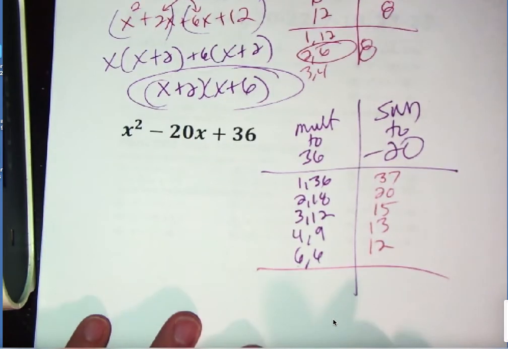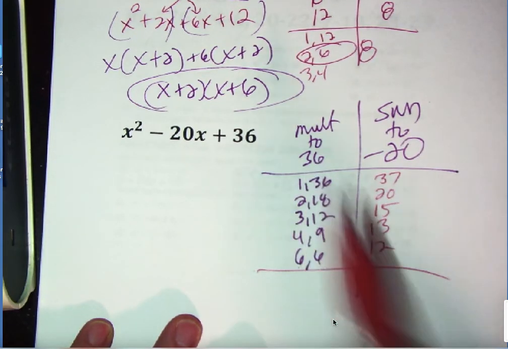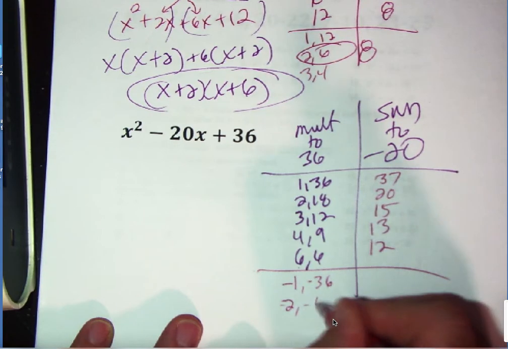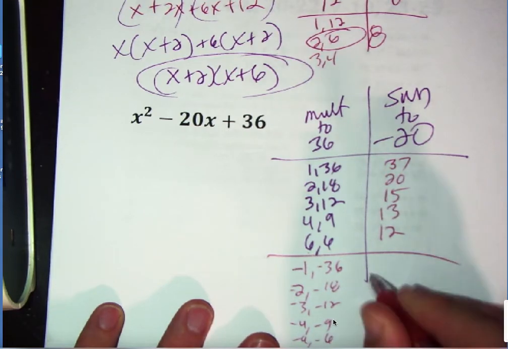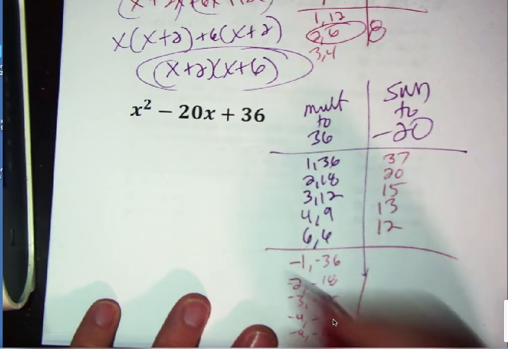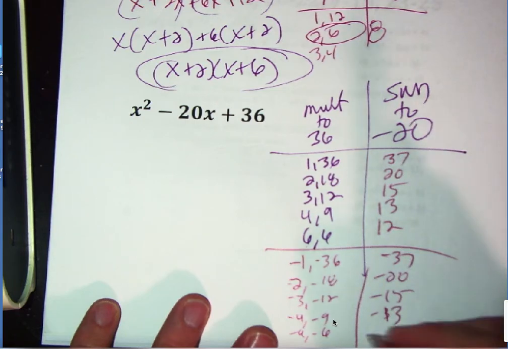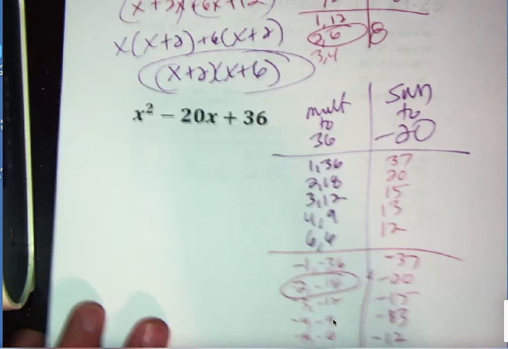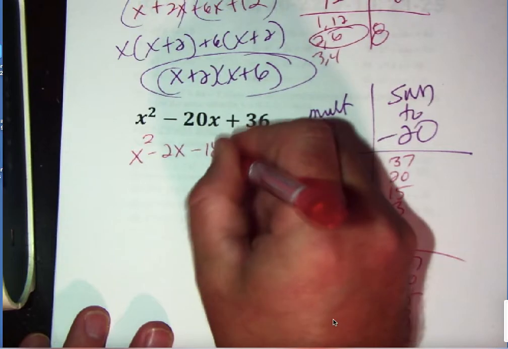But this is what's tricky. Besides a positive multiplied by positive to equal 36, you can also do negatives. A negative times a negative is also a positive. And if we add them, we'll end up with negative numbers. And now, do any of these work? Well, here it goes. We found it. Negative 2 and negative 18. So negative 20 came from negative 2 and negative 18.